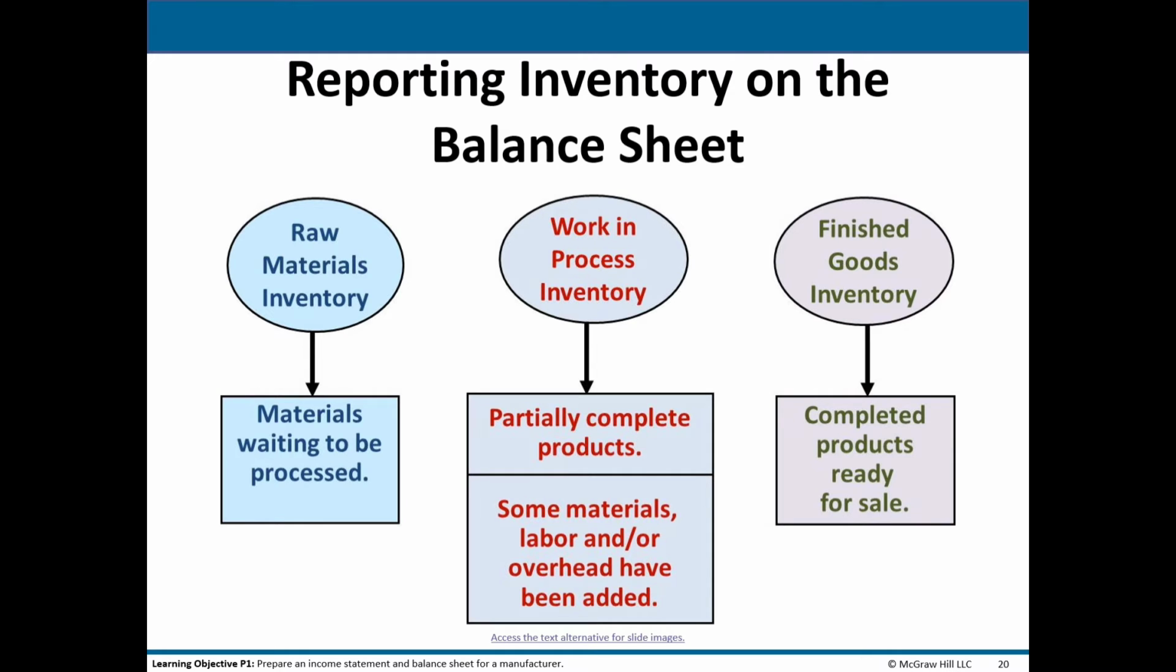Work in process inventory, or WIP, also known as goods in process inventory, consists of costs of direct materials, direct labor, and overhead for partially completed products. And then you have finished goods inventory. Now this consists of the cost of direct materials, direct labor, and overhead, but these are for completed products. So these are the goods that have completed the WIP process and they are now ready to be sold.